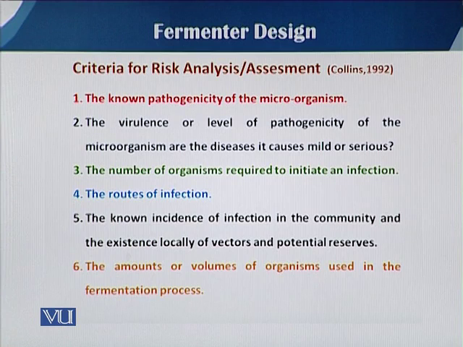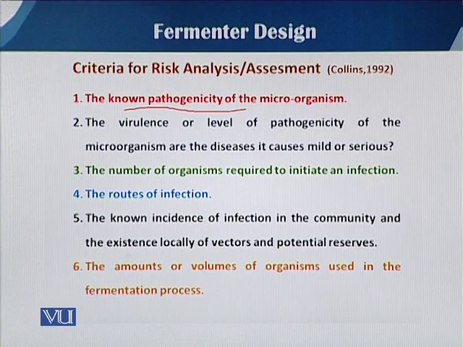According to that criteria, the first is that we should know about the pathogenicity of the microorganism we are going to use in the fermentation process. We should be very clear about the type of organism, whether it is a pathogen or a non-pathogen, meaning environmentally friendly. For example, Saccharomyces cerevisiae, the bakery yeast, is a non-pathogen. On the other hand, if we are using Bacillus anthracis or any other such pathogen, Salmonella, etc., we should be clear about whether our organism is a pathogen or not.